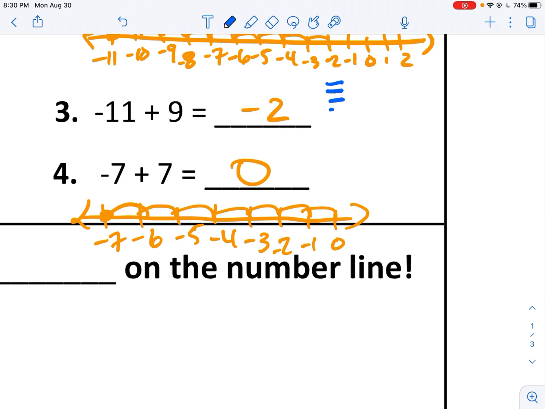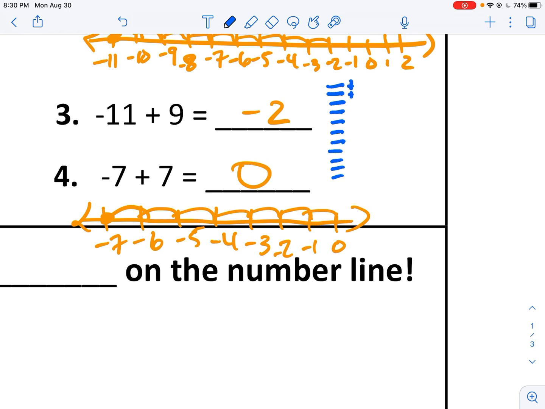With 11 negatives and 9 positives, the pairs cancel out, and I'm left with 2 negatives. And last but not least, 7 negatives and 7 positives. They all cancel out, so you've got 0.